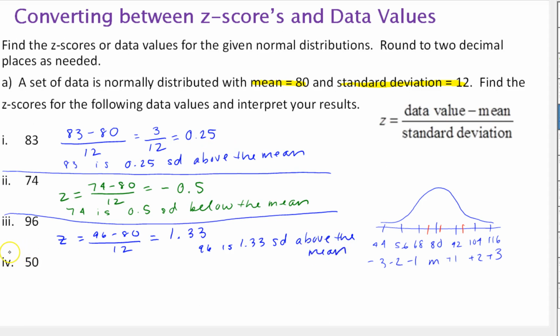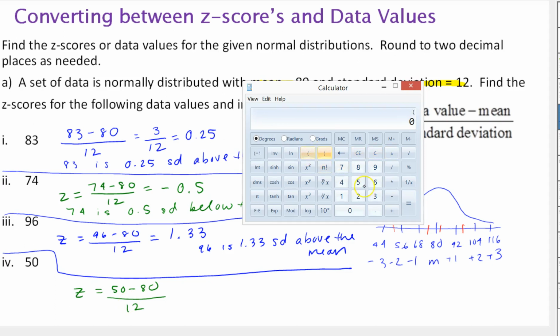Okay, and now let's look at 50. So let's see where 50 lives. So 50 is going to be between -2 and -3 standard deviations in there somewhere. And to find it exactly, we find z equals 50 minus 80. Okay, so that's our difference from the mean. It's 30 below the mean because it's -30. How many 12s are in 30?